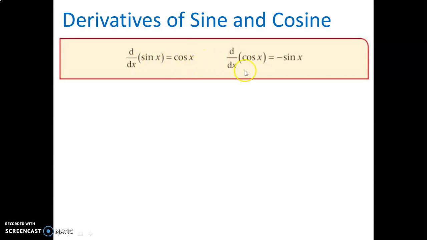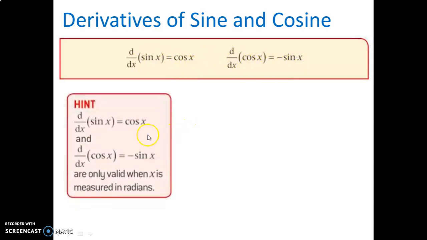Derivative of sine x is cos x. Derivative of cos x is negative sine x. Memorize those. Hint: in our text, it gives us this hint that these derivatives are only valid when we measure in radians. Why? Why can't we use degrees?